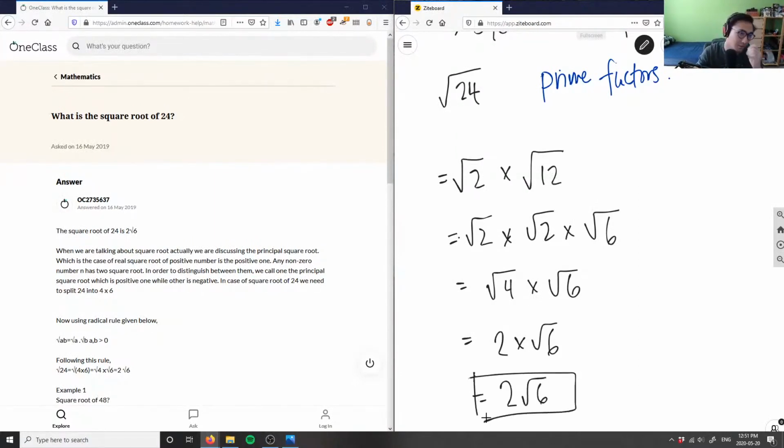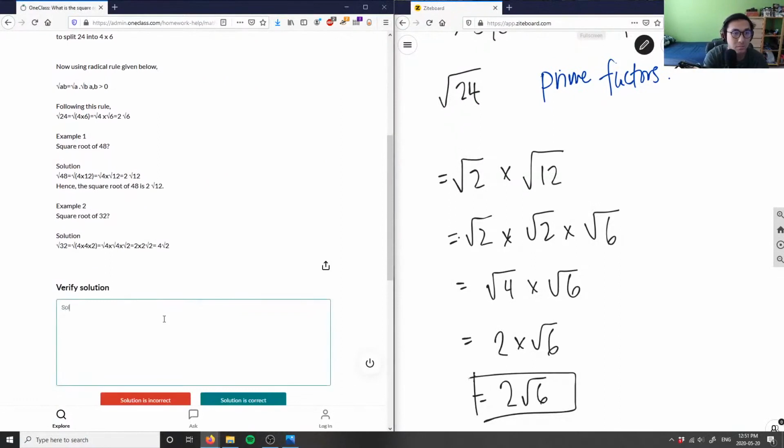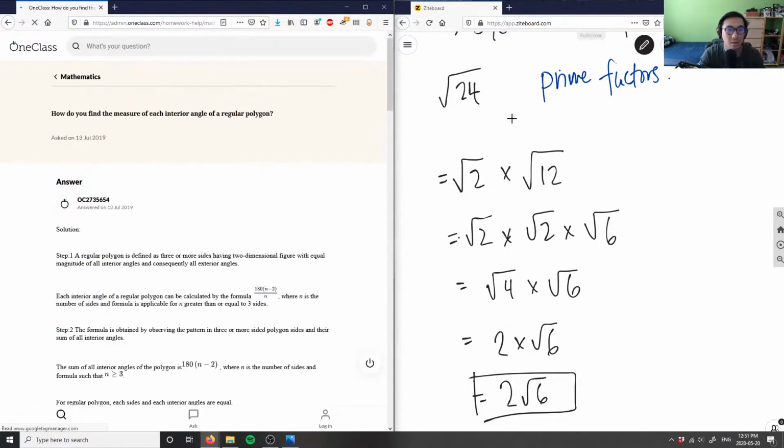And this here is the square root of 24. And as you can see, this solution here is correct. So solution is correct. Go to analysis.